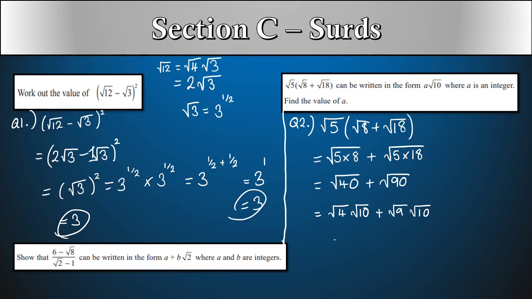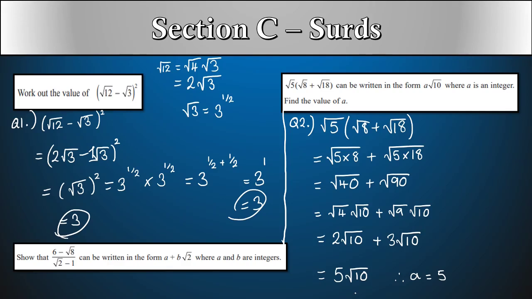But we can simplify each one of these individually. So square root of 4 is 2, so this side is 2 root 10. Now dealing with the root 9 root 10, root 9 simplifies to be 3, so this is plus 3 root 10. And then we just want it in the form a root 10. So we need to collect like terms here, but really we're just simplifying the surds. So 2 root 10 plus 3 root 10 will just give us 5 root 10. So therefore a is simply the 5 at the front of the root 10.